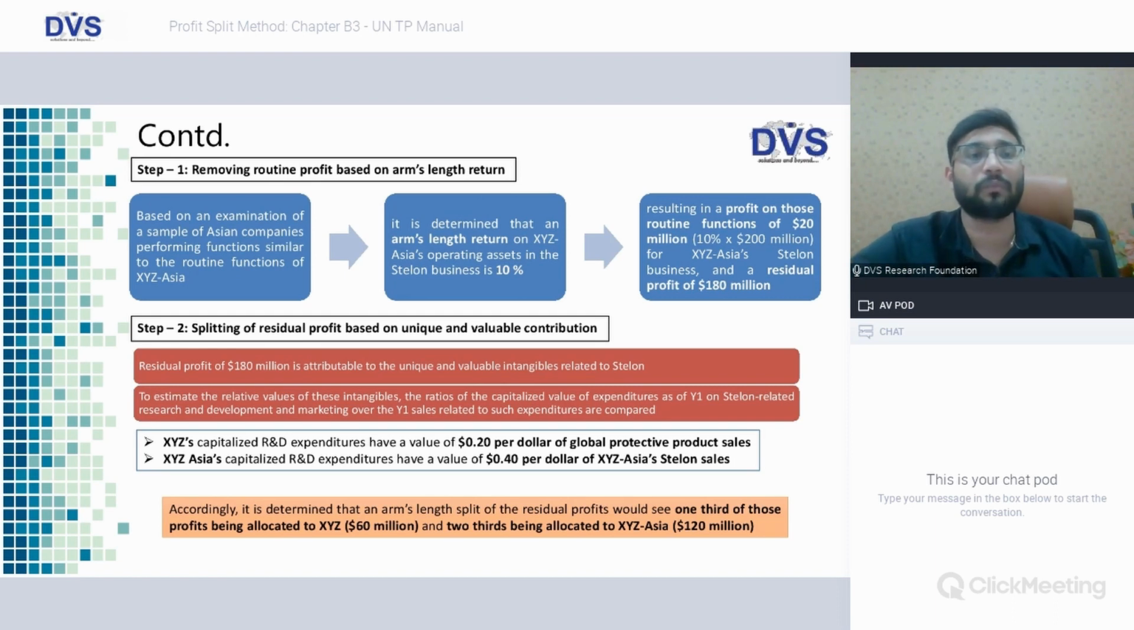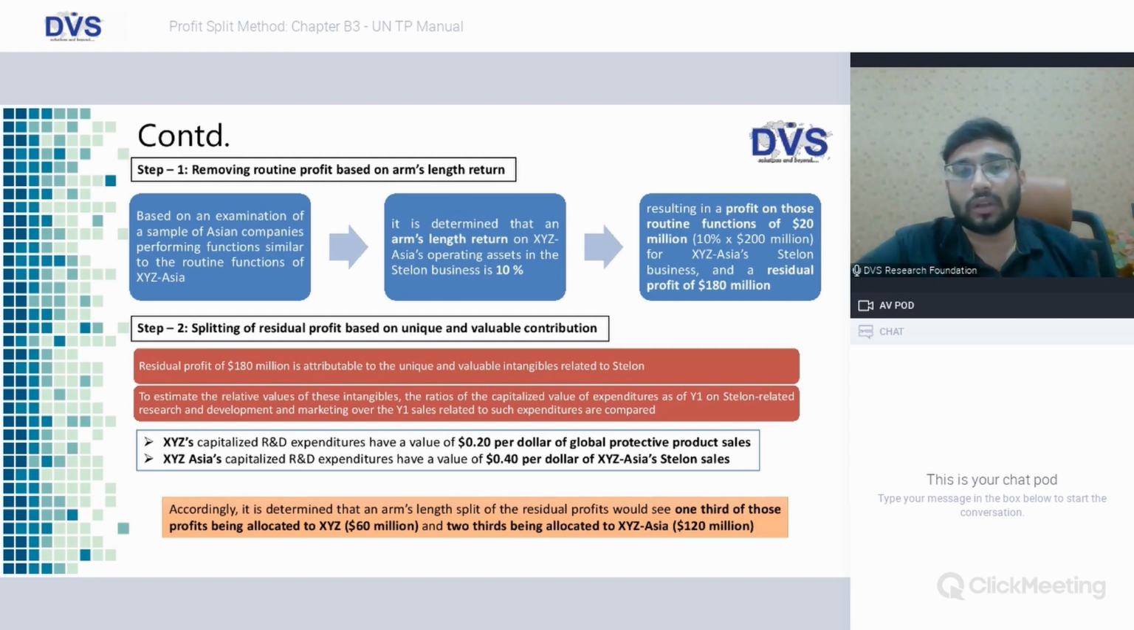Step one: removing routine profit based on arm's length return. Based on an examination of a sample of Asian companies performing functions similar to the routine functions of XYZ Asia, it is determined that arm's length return on routine functions or operating assets in the Stellon business is 10%.